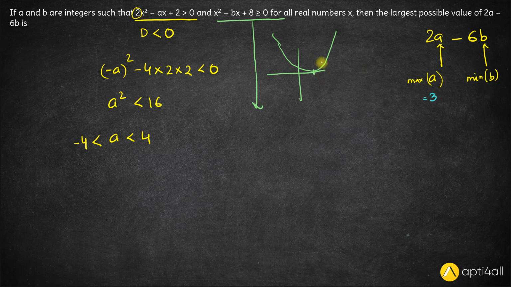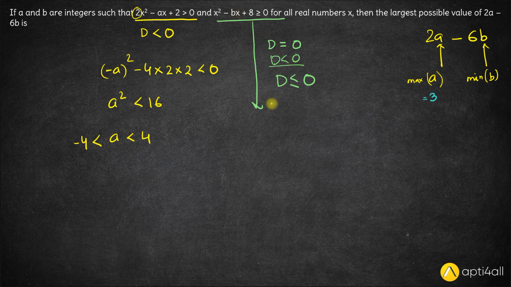Now what is the condition for real and equal roots? The condition is that d should be equal to 0. Or it is also possible that it lies completely above. It can be either greater than 0 or equal to 0 as well. So it is possible that the graph lies completely above. In that case, d should be less than 0. So let's combine this. We say that d is less than or equal to 0. This is what we have.